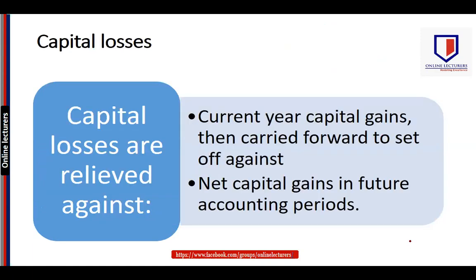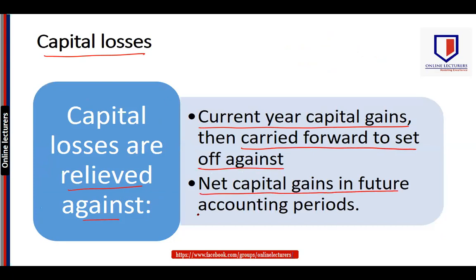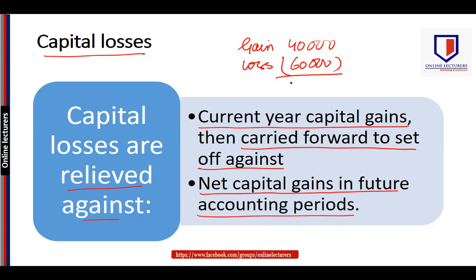Now, if there is any capital loss, then capital loss is relieved against current year capital gain and then the excess loss is carried forward to set off against the net capital gain in future accounting periods. So if you have a gain in the current period, say 40,000, and you have a loss in the current period, say 60,000, then the excess 20,000 is to be carried forward. It cannot be carried back like we did in the trading profit relief.